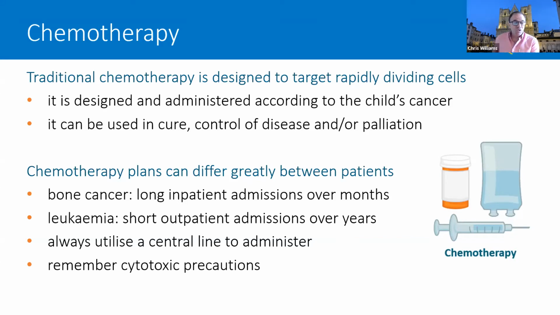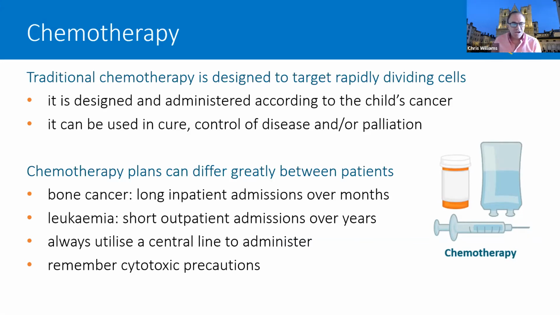Chemotherapy can be used to cure the cancer, which is our primary objective. It may be utilised to control disease itself, or in some circumstances, we will use chemotherapy for palliation. And palliation chemotherapy is generally going to be therapy that is well tolerated, without a big side effect profile, and preferably that it's given orally and we can keep the child at home. The plans can differ very greatly between patients.